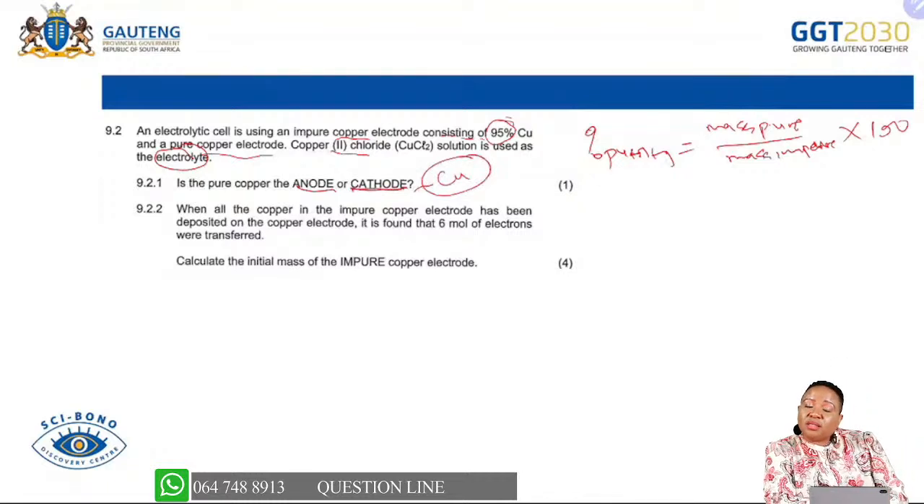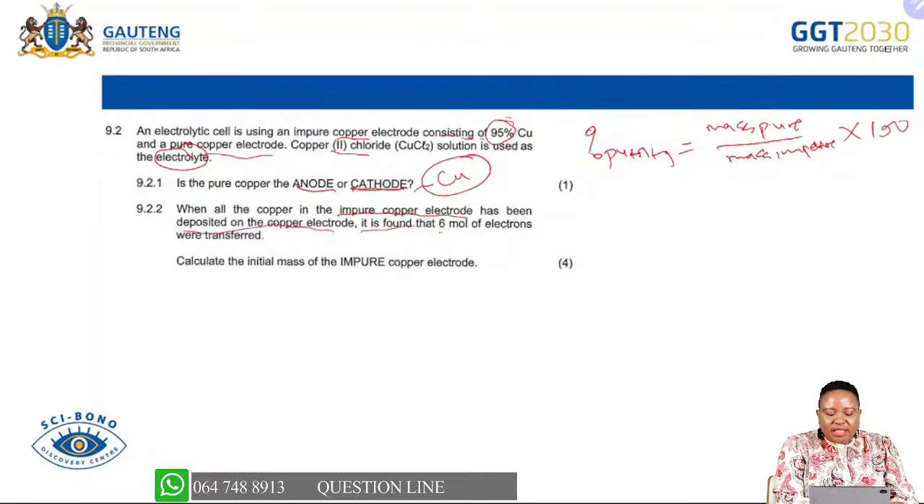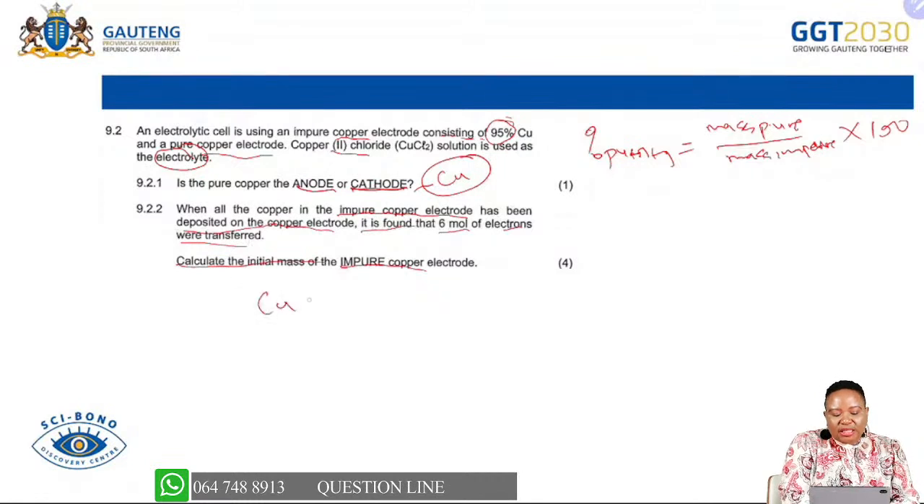In all the reactions that you are going to do, you must know that pure copper will always form at the cathode. When all the copper in the impure copper electrode has been deposited on the electrode, it is found that 6 moles of electrons were transferred. Calculate the initial mass of impure copper. This one is just pure stoichiometric calculations, where you know that when we are doing this reaction, copper undergoes oxidation and forms Cu2+ plus 2 electrons. So you are already told about the moles of electrons, which is 6 moles.